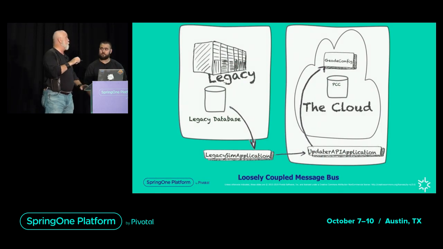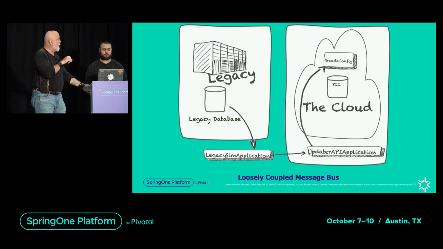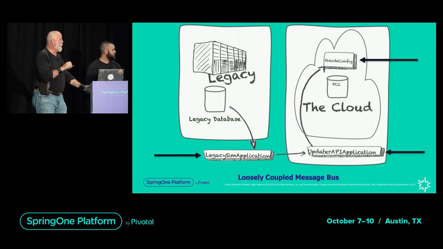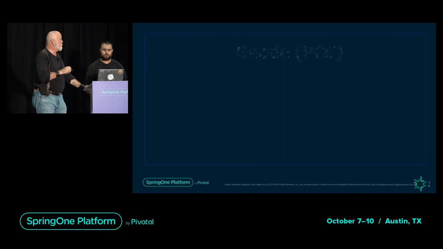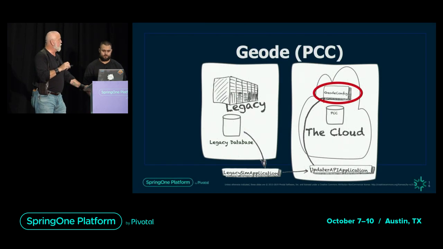So our first diagram here, again, we're going to talk about the loosely coupled message bus. We're going to show you the code that we used for GeoConfig. We're then going to show you what we call our legacy SIM application that we wrote up. And then finally, we have an updater API that's a Spring Boot app as well. And we're going to demonstrate all of this to you, the actual code that we wrote and implemented. So the first thing we're going to look at is the GeoConfig piece right here.